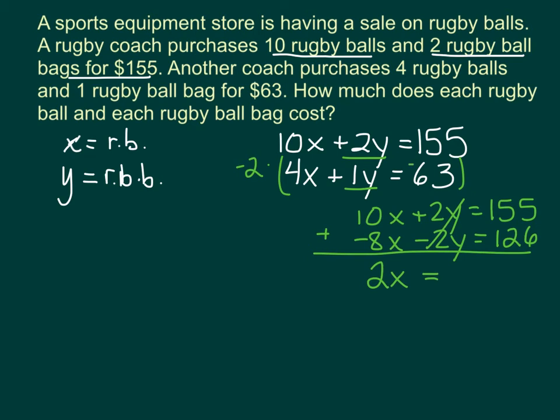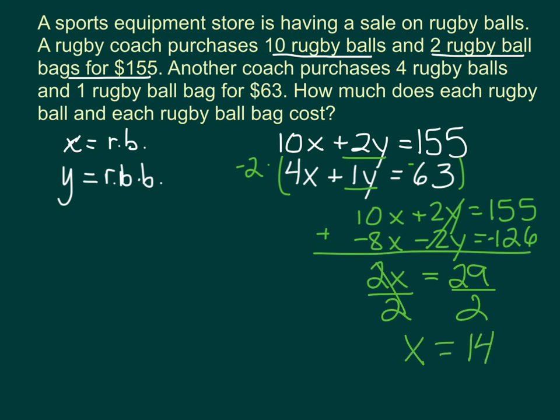Oh, this should be negative here. Oh, I hope you guys caught that. Negative 126 equals 29. Okay, now, I know most of the time we say decimals are not right.